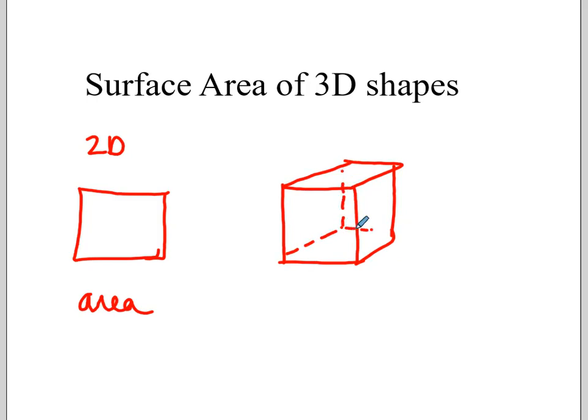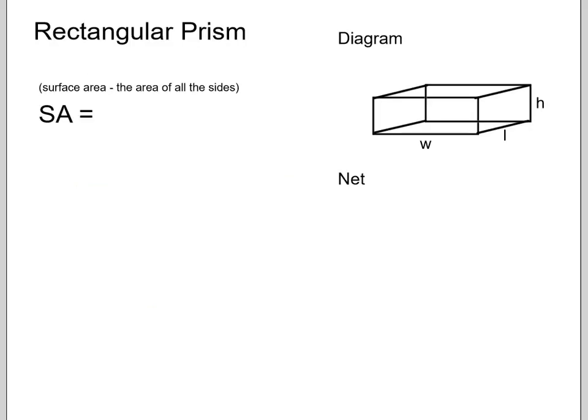because there are multiple sides and we have to add up all of those pieces to get the total area around all sides of the shape. So one is 3D, one is 2D. We're working with 3D today. Okay, so a rectangular prism. So the surface area is the area of all the sides.